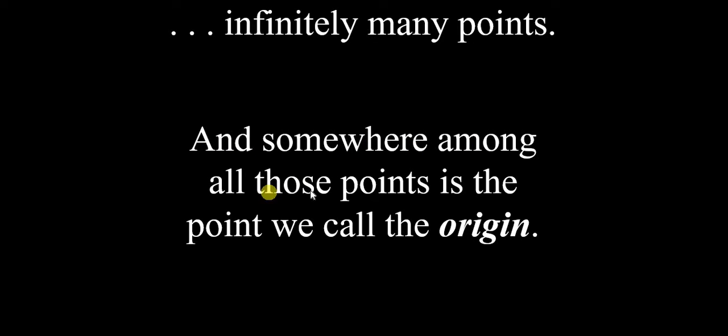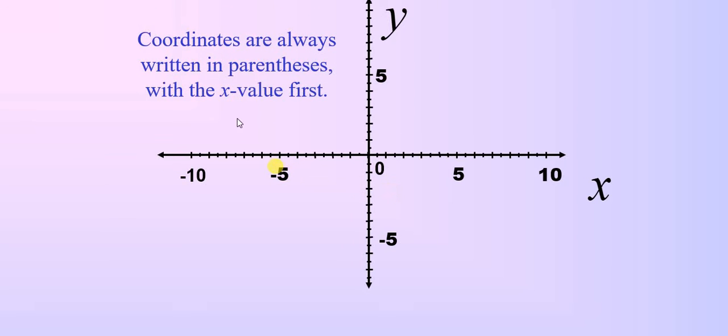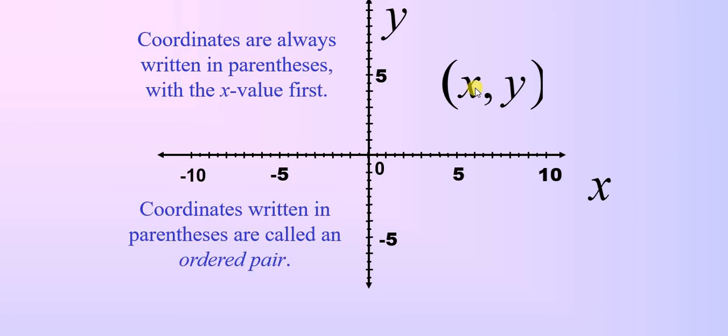And somewhere among all those points is the point we call the origin. The origin is the point where the two number lines meet. So it's here. This is where we usually start counting when we look at locations of our points. Coordinates are always written in parentheses with the x value first. Coordinates written in parentheses are called an ordered pair. They are called an ordered pair because we have an order to follow: the values from the horizontal line, or the x-axis, first, then the values from the vertical line, or the y-axis, second.